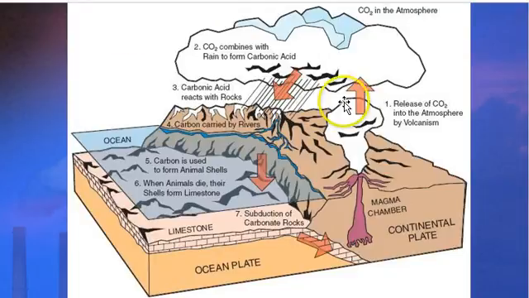So when we have volcanoes, we have this igneous rock that's coming out of them. We're going to talk a lot more about rocks in a later unit. But basically, it's bringing up in this molten rock some carbon dioxide. And it's releasing that carbon dioxide as a gas into the air. Once the carbon dioxide gets into the air, it combines with rain and it forms carbonic acid. Now this is a weak acid, but it does make the rain slightly acidic.